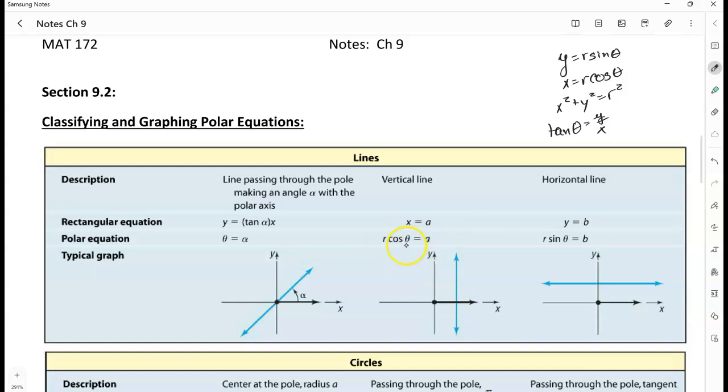Now, if you're graphing these on your calculator, a TI-83 or a TI-84, you do have to solve them for r and then put your calculator in polar mode. But if you're doing this in Desmos, you could type it in just like this. You don't have to solve for it.